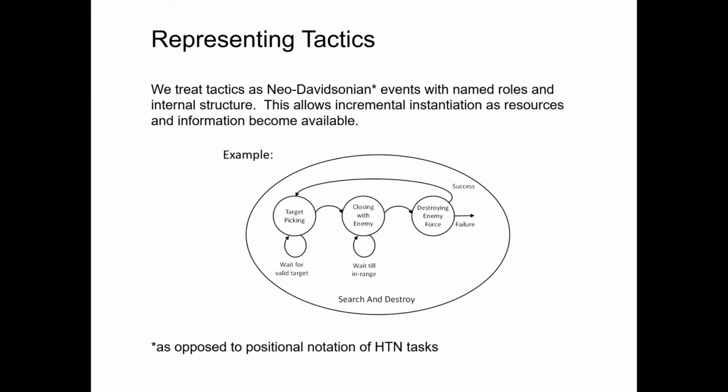So here's an example. Here's a cartoon example of search and destroy. It's basically a finite state machine. It's got sub-events in it. It's got target picking, where you decide who you're going to go after, closing with the enemy, and you have to wait until you're in range, destroying the enemy force, and that may actually fail, or it may succeed, in which case you go back and pick another target. Okay, so that's fairly simple, and that's the extent of domain knowledge.